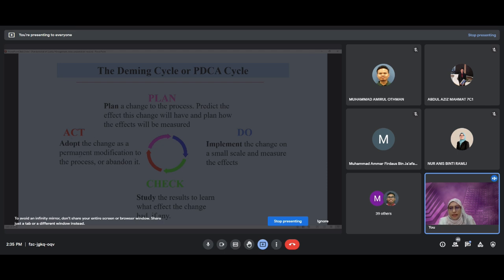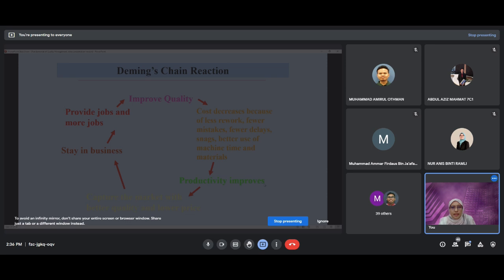And lastly, the action. If the changes that have been done during the do and the check show good changes, the management can permanently modify the process. Or if it doesn't contribute to improvement, then the process can be abandoned and replanned again. So that is what is meant by the Deming cycle or PDCA cycle.